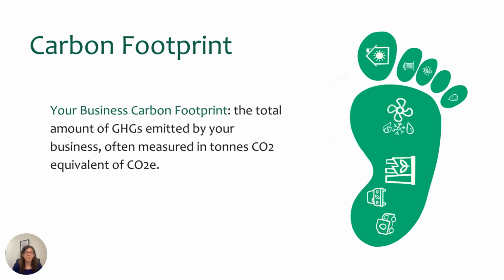So, for example, if we emit 1 tonne of methane, that has the same global warming potential as emitting 25 tonnes of carbon dioxide. So this 1 tonne of methane we would call 25 tonnes of CO2 equivalent. And that helps us get a total picture in one unit of all of the greenhouse gas emissions of a business.